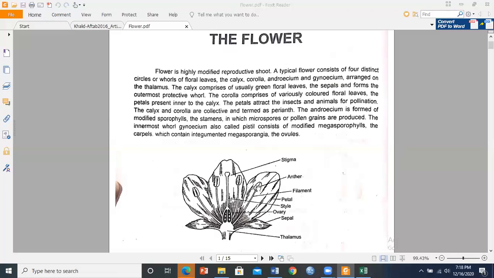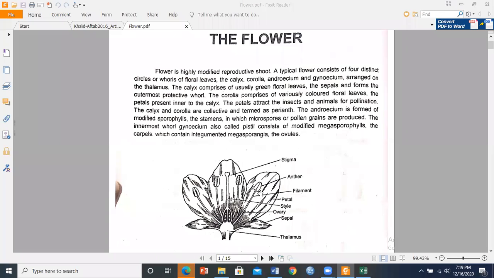In some flowers, calyx and corolla are indistinguishable. The term which is used to describe both of these parts of the flower is called as perianth. Androecium is formed of modified sporophylls and it is stamens in which microspores or pollen grains are formed. And this lobe is called as anther and this structure is called as filament. It consists of two parts, anther and filament.